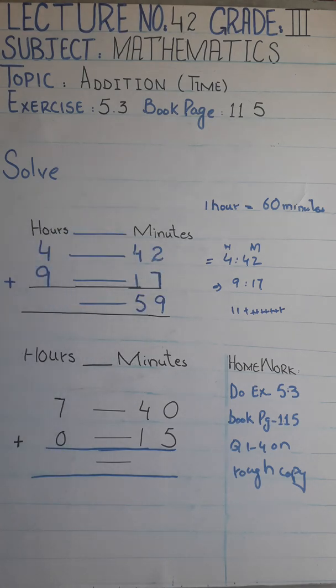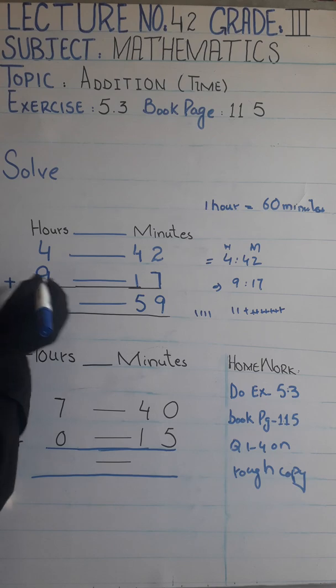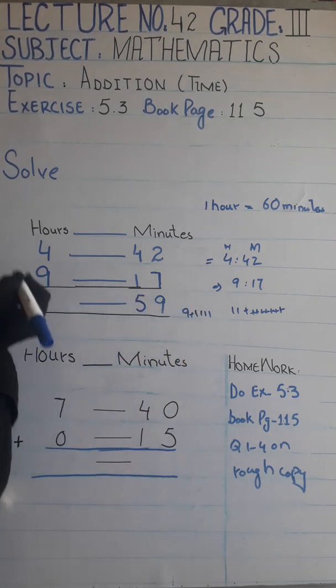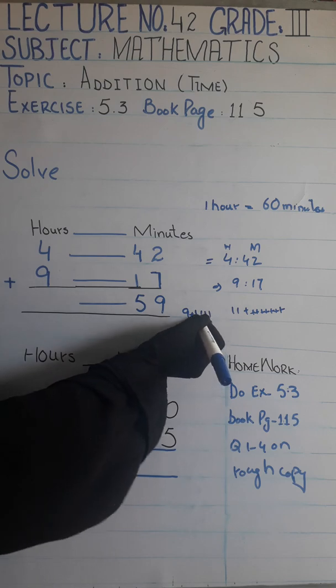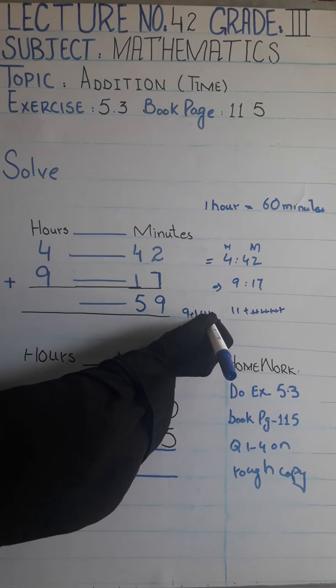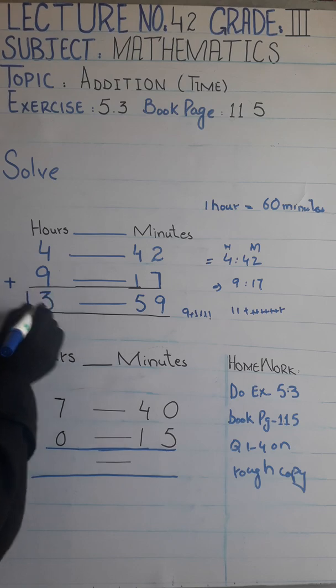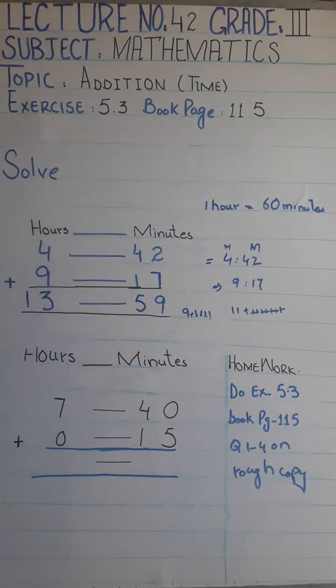Now move towards the hours. We add hours to hours. 4 and 9. Keep 9 in your mind and add 4 more: 10, 11, 12 and 13. Okay? So here is 13. Which means the answer of this question is 13 hours and 59 minutes.